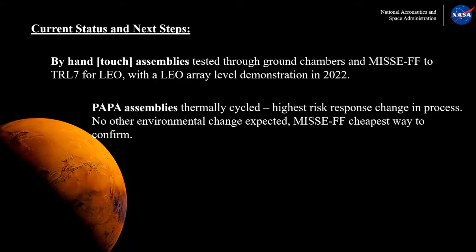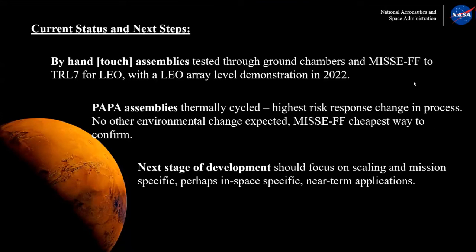So we've brought down that risk by already testing the PAPA assemblies through thermal cycling. Certainly, I wouldn't claim TRL 6 or TRL 7 until we really put a PAPA assembly through more environmental testing. But we don't expect any surprises there. No other environmental changes suspected. And MISTI FF, I think, is going to be the cheapest and most viable way to do that, and definitely is something that I have my eyes on, going forward.